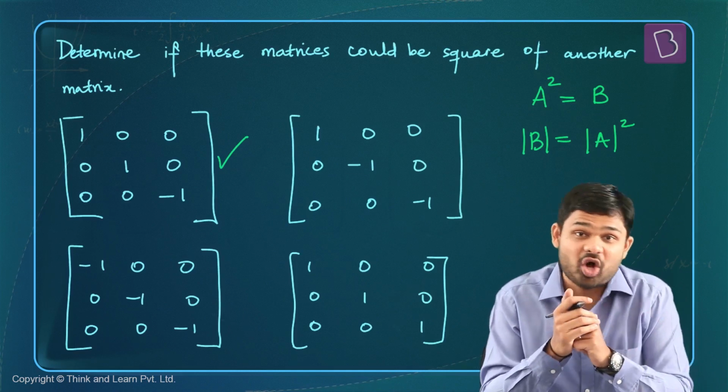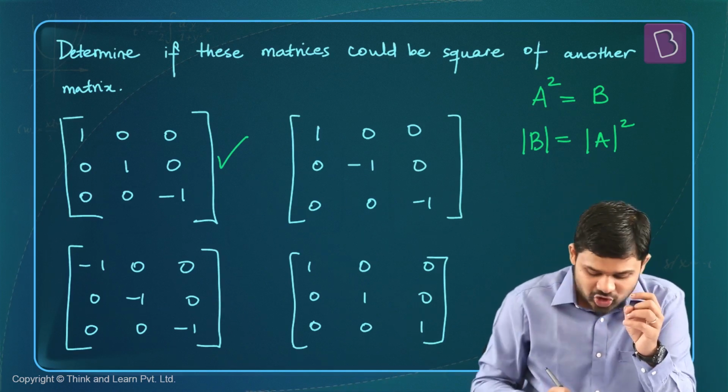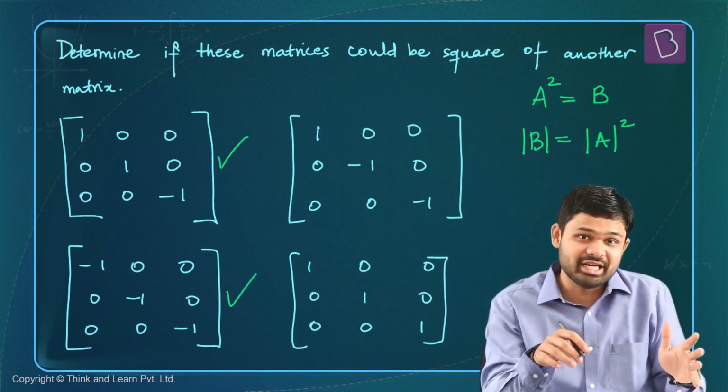What about the third matrix? Well, the diagonal elements are all -1. It's a diagonal matrix. Determinant is equal to -1. So since the determinant is negative, clearly this matrix cannot be the square of any other matrix.